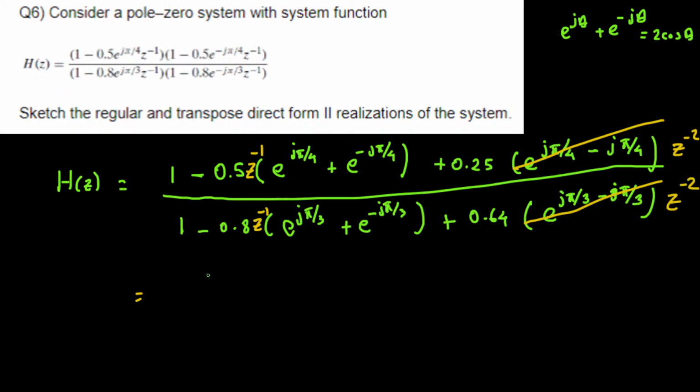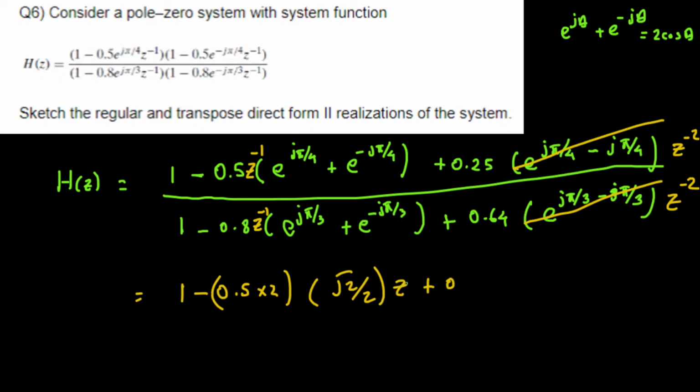Okay, now we have to know what cos 5π/4 is. Cos 5π/4 is cos 45 degrees, and cos 45 is root 2 by 2. So we can write that over here. 1, 0.5, and this is 2 cos θ, so we have to multiply this 0.5 by 2 as well. And the cos value is going to be root 2 by 2.